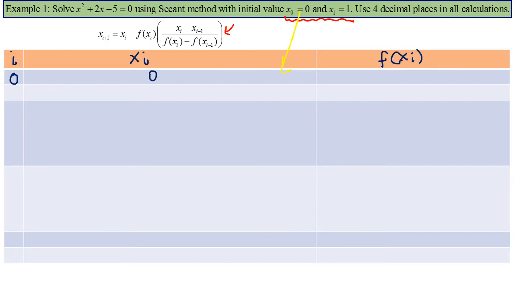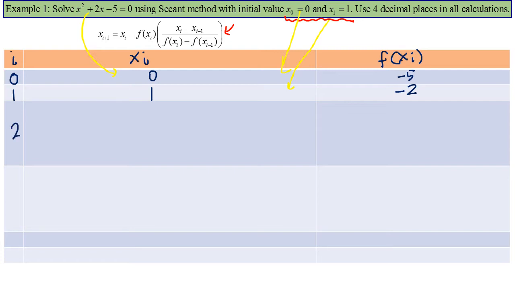And then f(x0): you substitute 0 into f(x), you will get negative 5. For iteration 1, you also have the initial value x1 given in the question, so it is 1. Substitute 1 into f(x), you will get negative 2. Just use your calculator, don't worry.